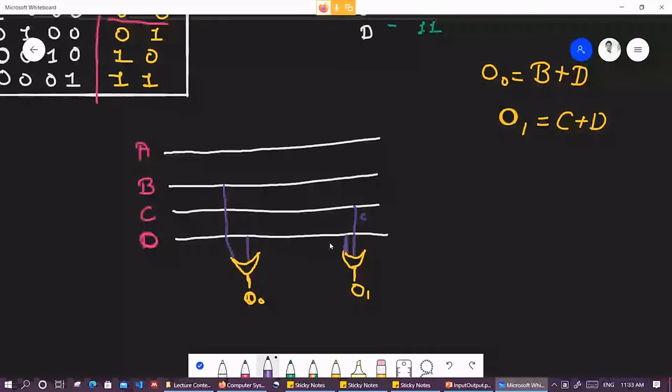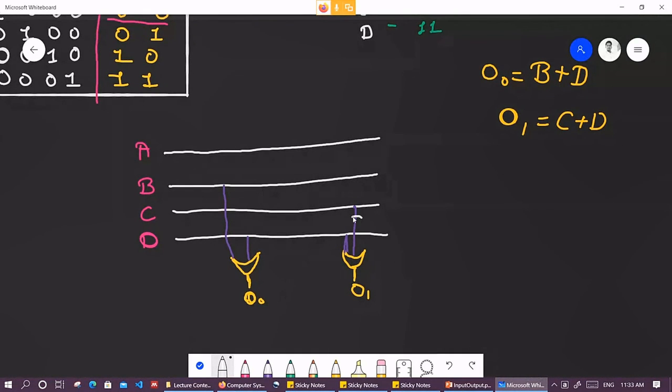So this is the C line and this is the D line. This is C and this is D. This is your D line. This is your B line. So this is the circuit for the encoder.